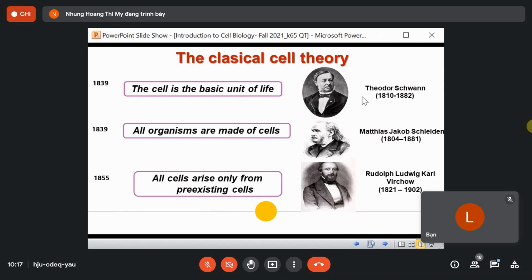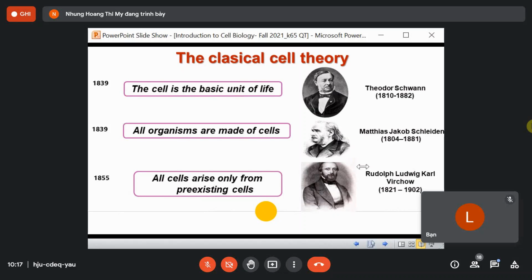Theodor Schwann made up the first statement: the cell is the basic unit of life. The second one, Matthias Jakob Schleiden, gives the statement that all organisms are made of cells. And the third one is Rudolf Ludwig Virchow. He states that all cells arise only from pre-existing cells.